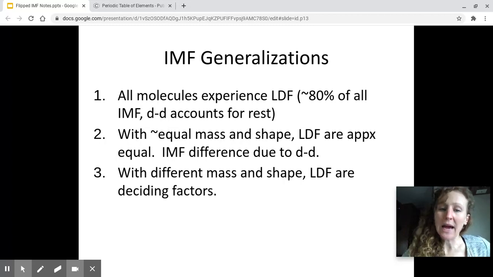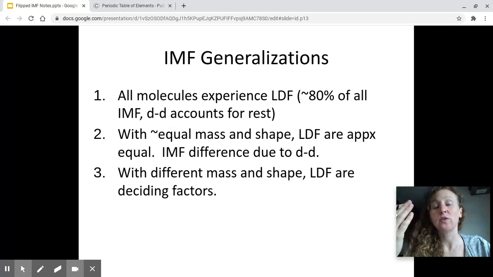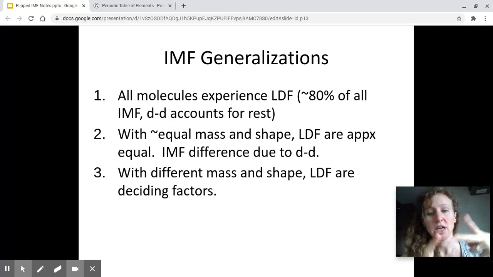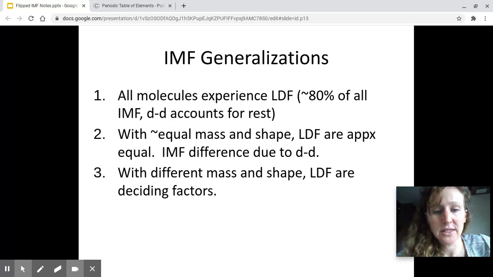With equal mass and shape, London dispersion forces are going to be approximately equal. So if the mass and the shape are equal, then the London dispersion forces will be a wash. And then you need to look for other types of intermolecular forces that make the difference between properties. Do they have ion-dipole forces? Do they have dipole forces? Are some of those dipole forces hydrogen bonding? That can account for the rest of the property differences.